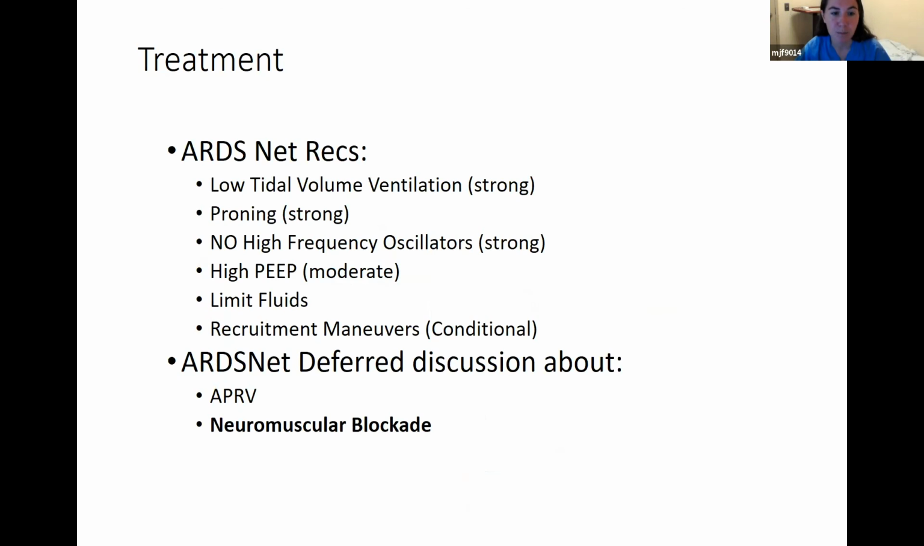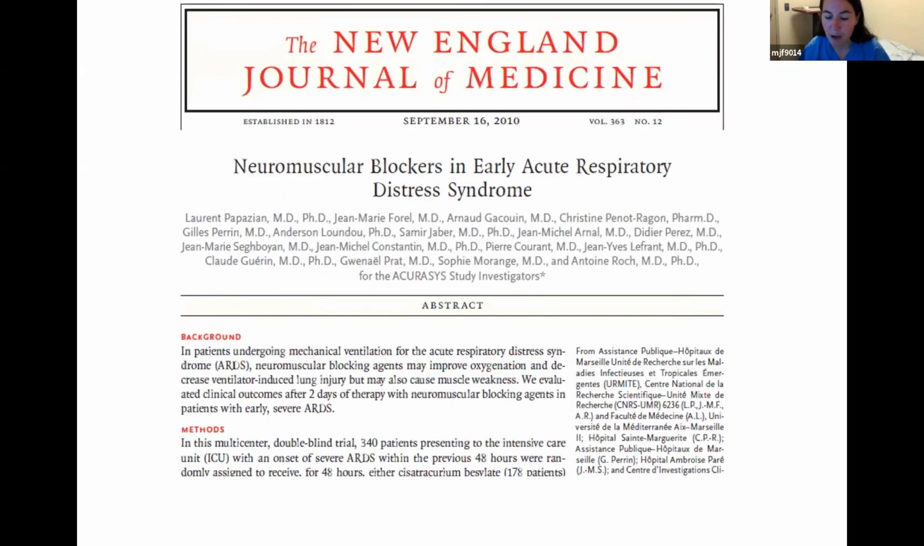In terms of neuromuscular blockade, ARDSNet also didn't comment on this. They deferred discussion about paralysis. The goal of paralysis is to maximize synchrony with the vent. So this could also be achieved by deepening sedation, and obviously you want to have a patient really deep before you move to paralyzing them. But basically the idea is if you paralyze them, you're making sure that they're not fighting the vent at all, and you're getting all of the possible compliance that their lungs have to offer.